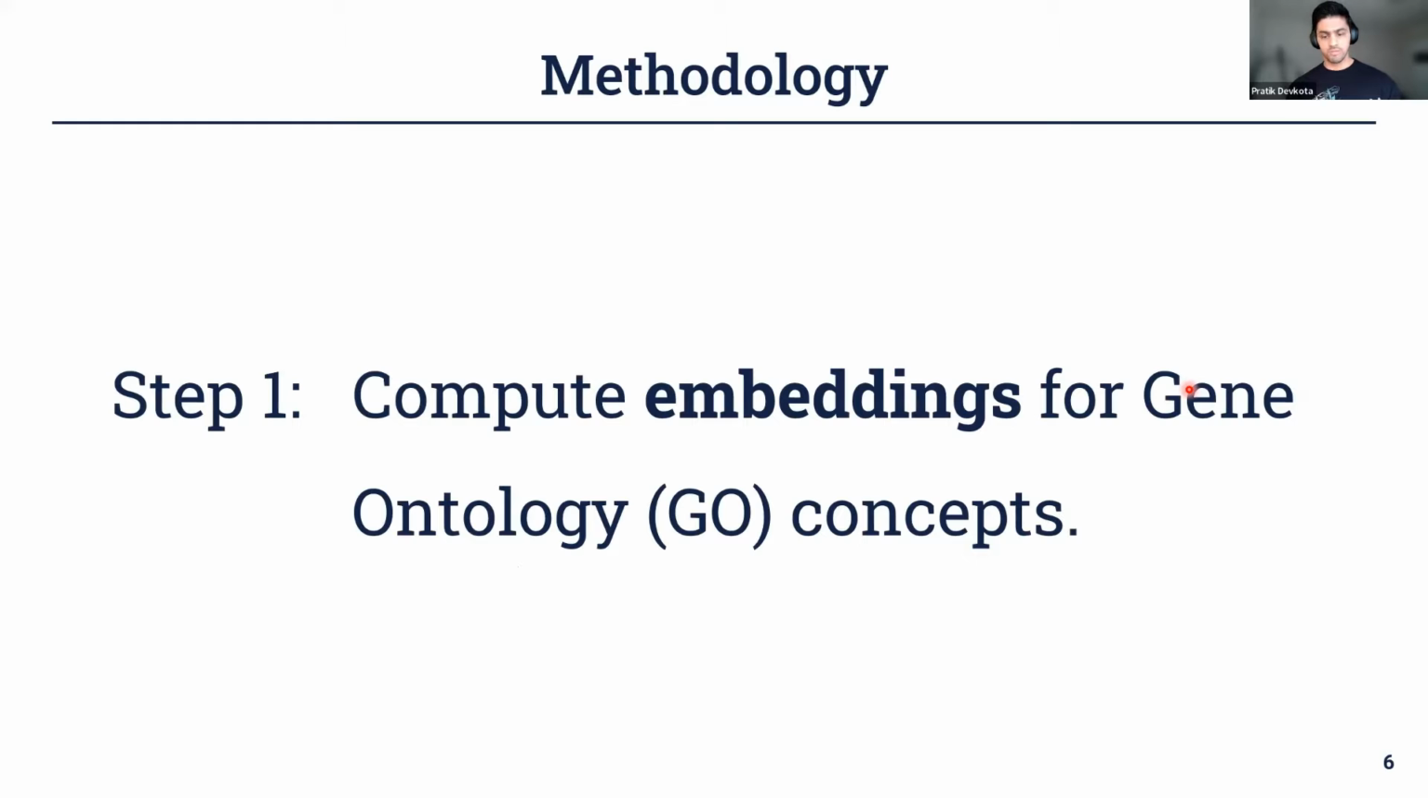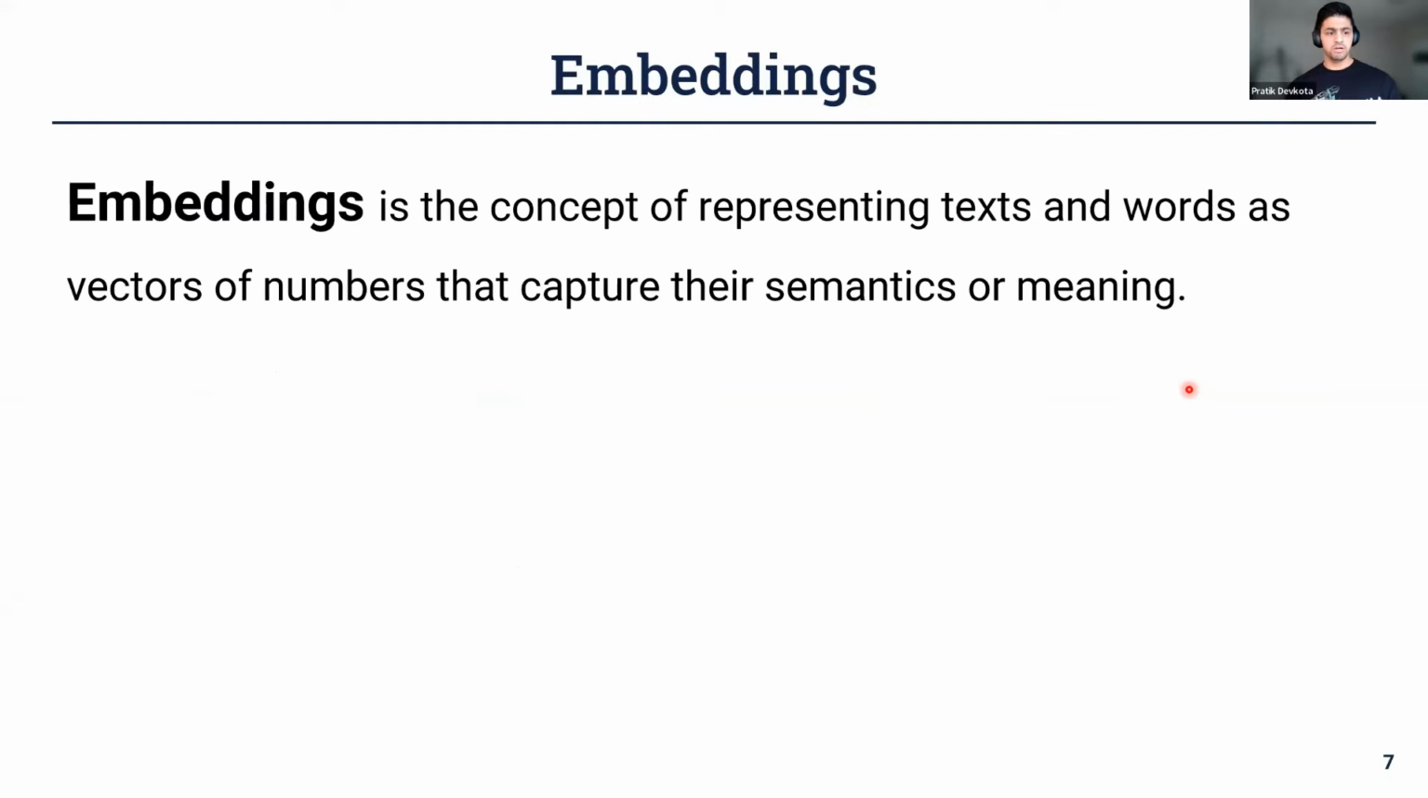But what are embeddings? Basically, embedding is the concept of representing text or words as vector of numbers, such that when they are placed in some n-dimensional embedding space, the semantically similar words lie close to each other. Simply put, embeddings capture the association between different words.